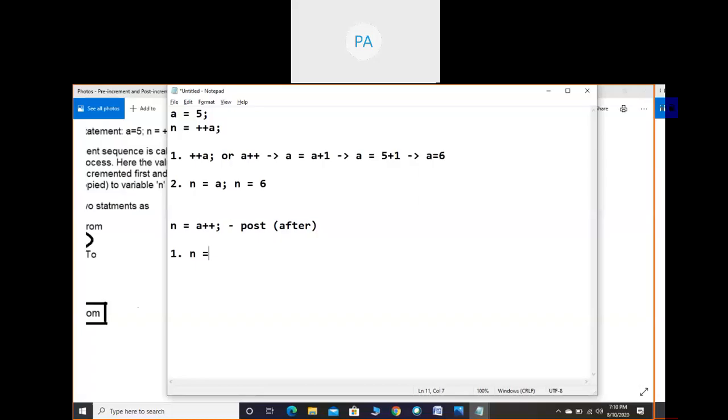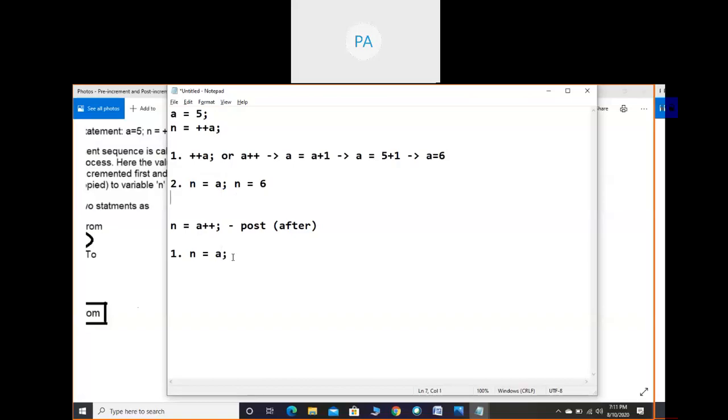Okay. So you just observe the difference here. In the previous case, I have done n is equals to a as the second operation. In this, I have done n equals to a as the first operation. So when you write n equals to a, you don't write n equals to a plus plus. Just write n equals to a in both the cases. Whenever you write n equals to a, don't include the plus plus symbol there.